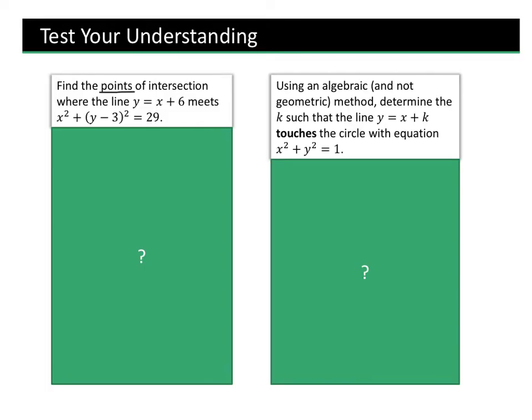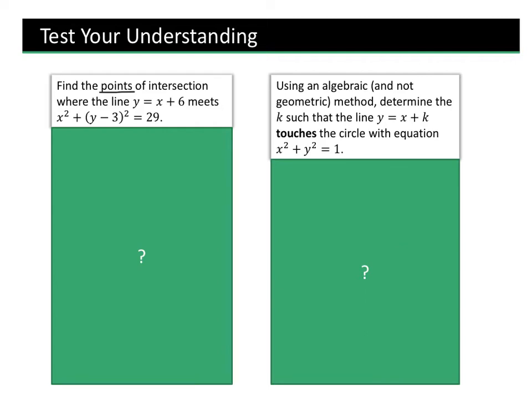For the second question, it says determine k such that it touches the circle with the equation. If it touches, that then means that our discriminant b squared minus 4ac equals 0, and we will be able to find the values of k. So give it a go.